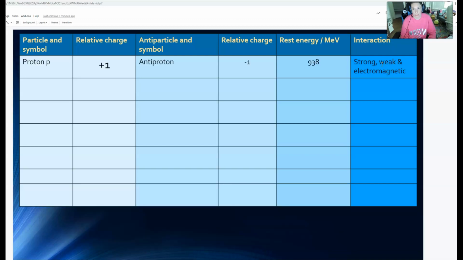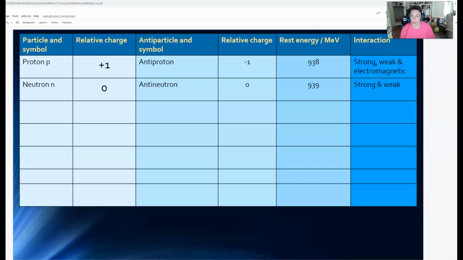The first particle is a proton. We've obviously talked about protons before. It has a relative charge of +1. The antiparticle is an antiproton, which has a relative charge of -1. It has a rest energy of 938 mega electron volts. You don't really need to remember the rest energies because they're given to you on the data sheet. Protons can interact through the strong force, the weak force, and the electromagnetic force. Pause me after each one of these and then you can fill them in.